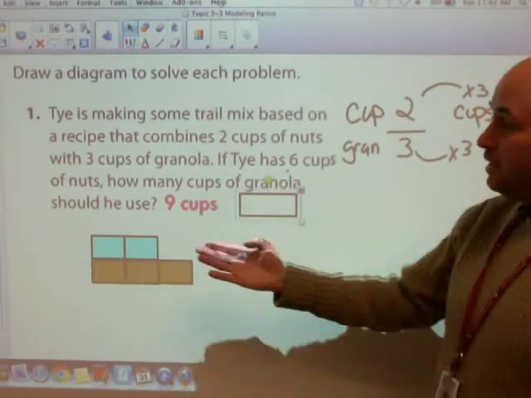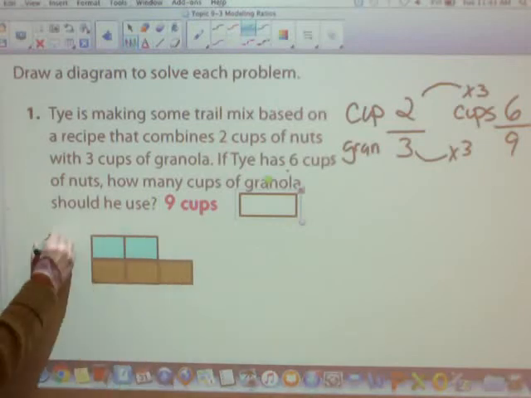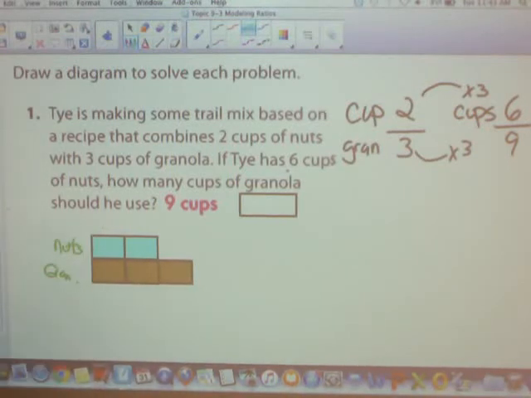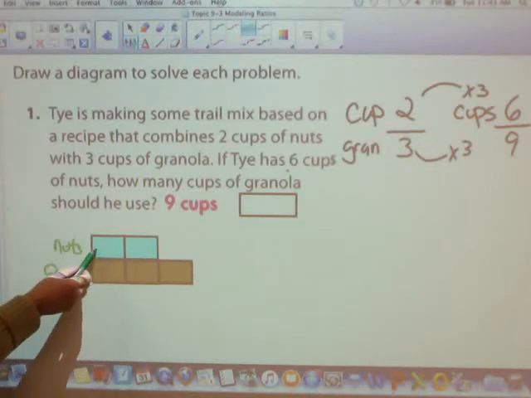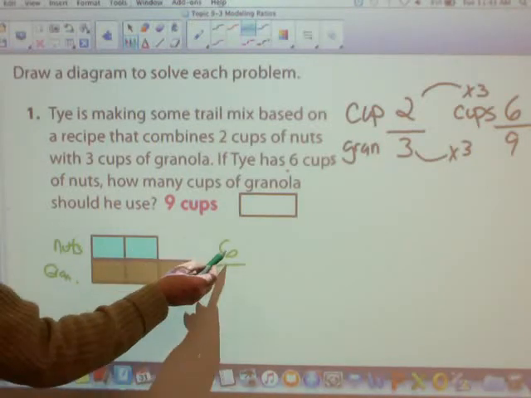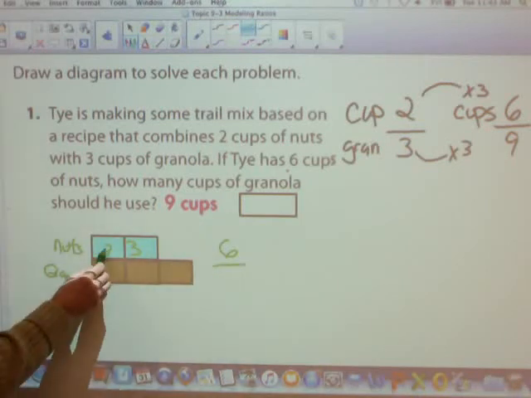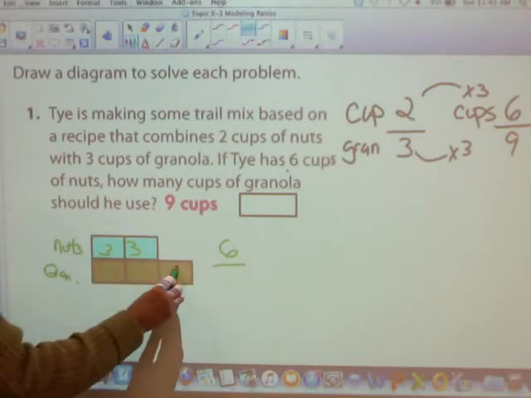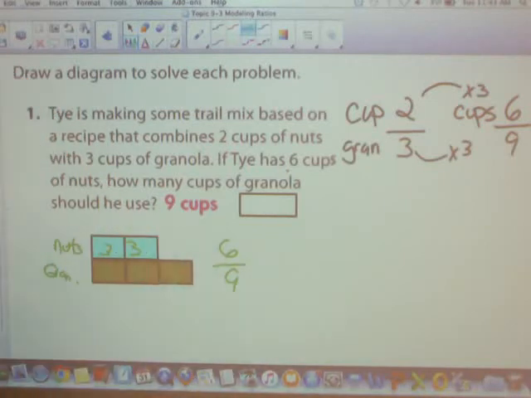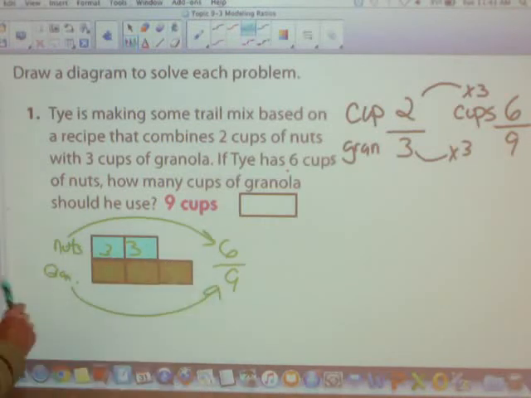Now, if you made a diagram to show this, you would model it and you'd say, okay, this up here represents my nuts, and this represents the granola. Now, remember, we want to go from 2 to 6. If I'm going to take these 2, I have to give them a value that will equal 6. So in this case, it will be 3. So I have 2 sets of 3 to equal 6. Well, if I'm going to apply a value of 3 here, I have to apply a value of 3 down there as well. And so when we multiply 3 times 3, you get a ratio of 6 to 9, which tells you how many cups of granola you're going to need.